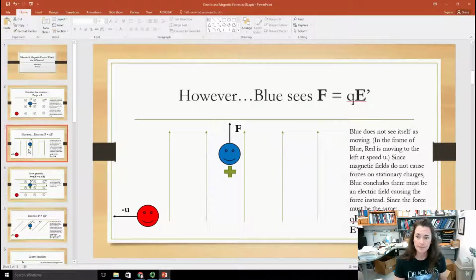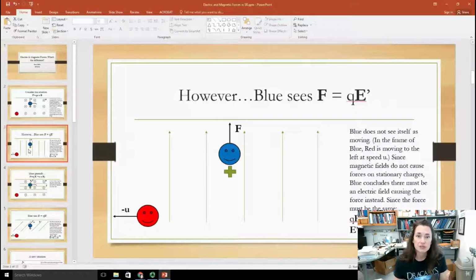So what he's going to say is, no, there's an electric field here because I'm a stationary charge, all right? I'm a stationary charge, so if I'm feeling a force, it has to be due to an electric field. Now we're going to use the prime to indicate from the perspective of the moving frame. Now, the force on a stationary charge in an electric field is QE. So what blue will see is a force, QE prime, acting on him, pushing him upwards.